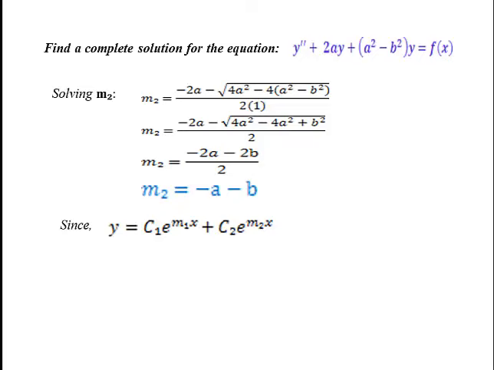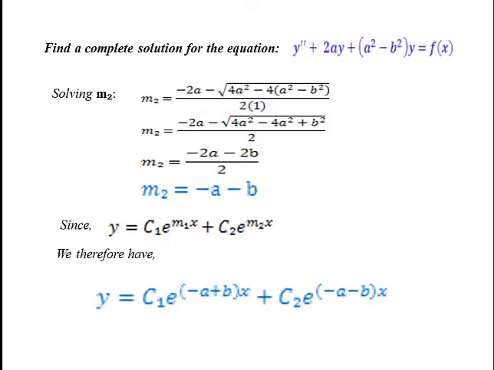And since we have distinct roots, we know that the complementary equation for that is y equals c1 e to the power of m sub 1 times x plus c2 e to the power of m sub 2 times x. And for our final answer, we therefore have y equals c1 e to the power of quantity negative a plus b times x plus c2 e to the power of quantity negative a minus b times x.